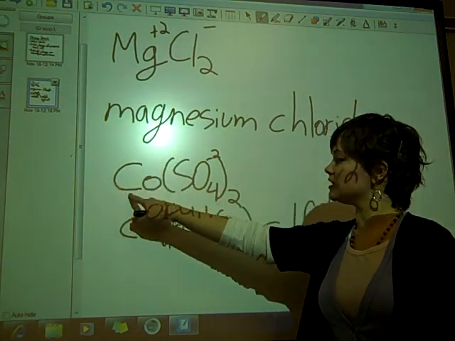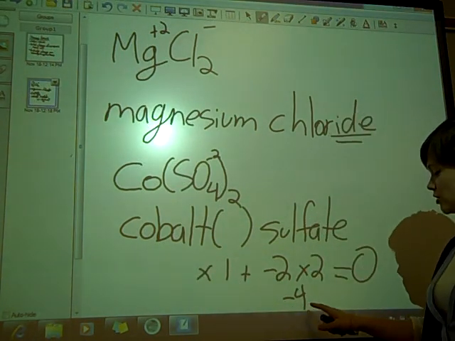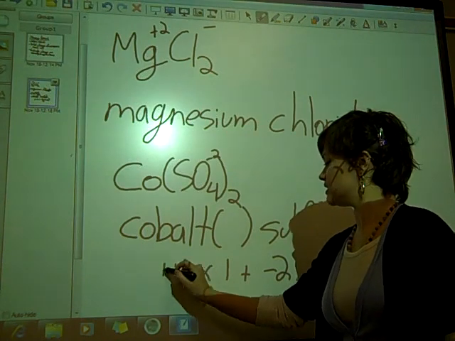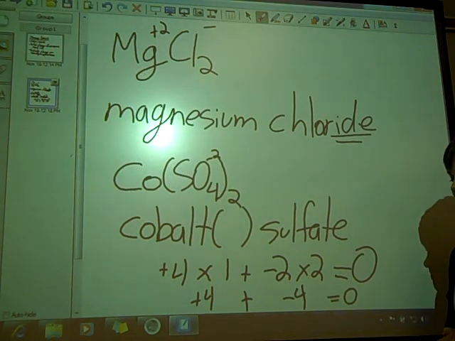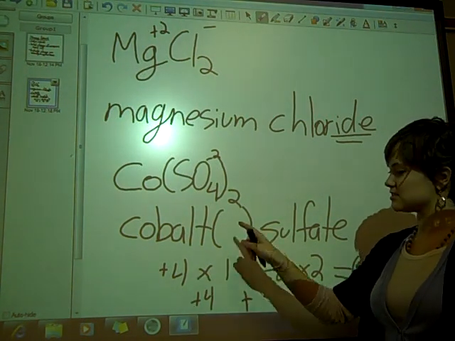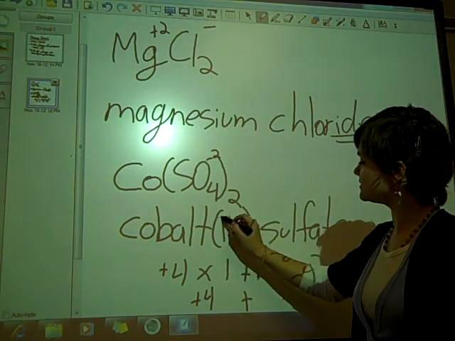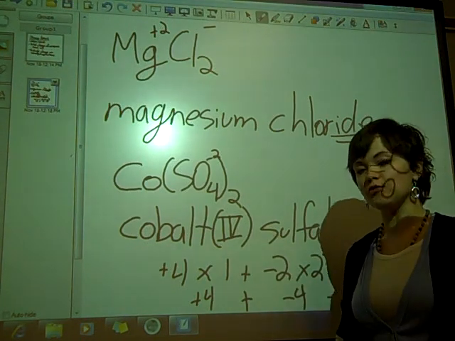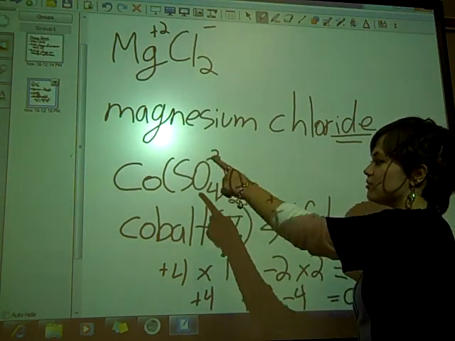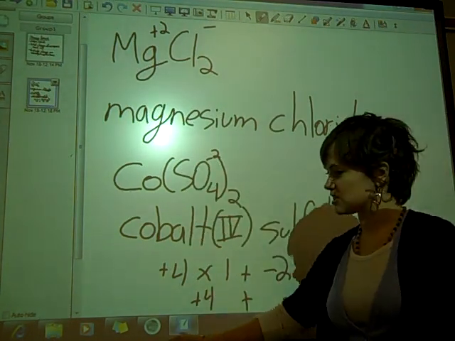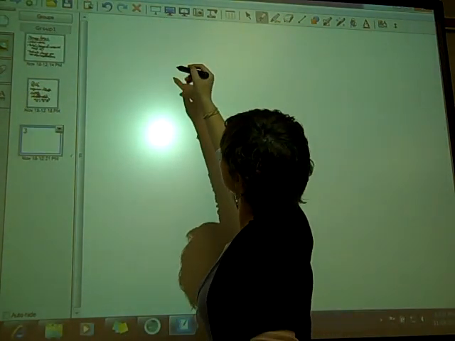Since I only have one cobalt here, that means my cobalt has to take on a +4 charge to cancel out my -4. Thus, +4 is in fact the charge on my cobalt, and we represent that by putting a Roman numeral IV in parentheses next to my cobalt. So that is going from formulas to names. Let's try to go the other way.